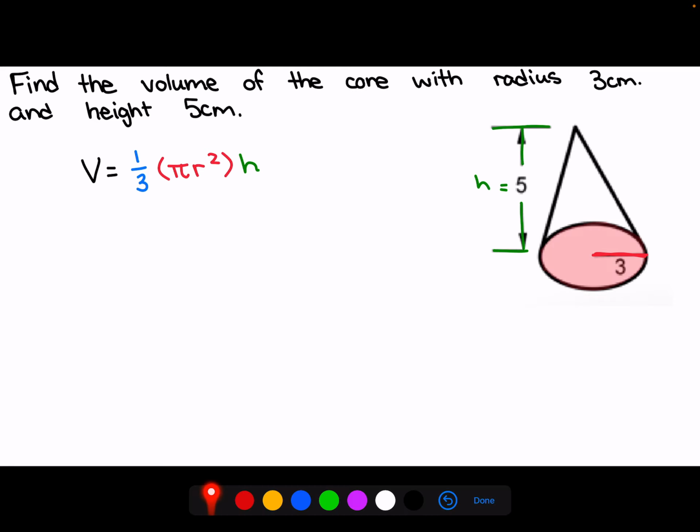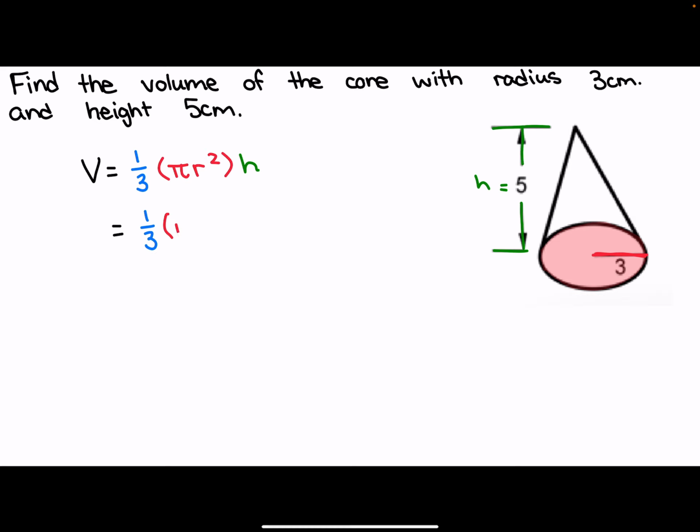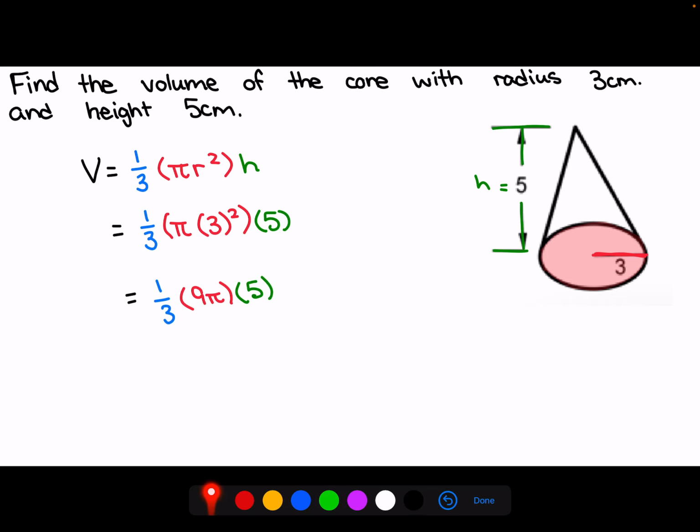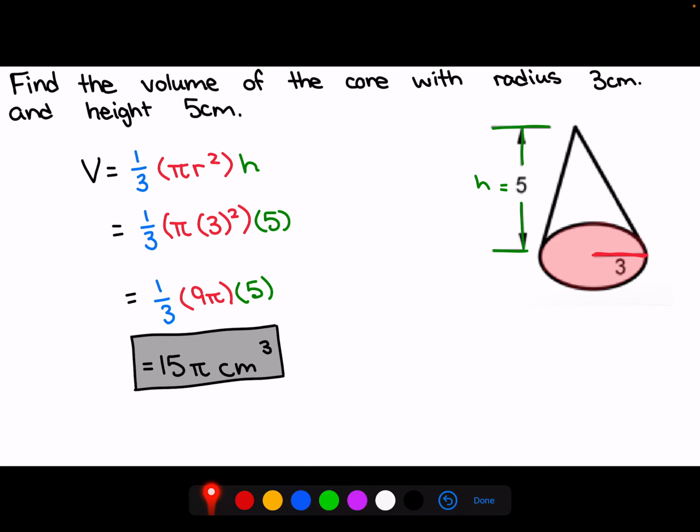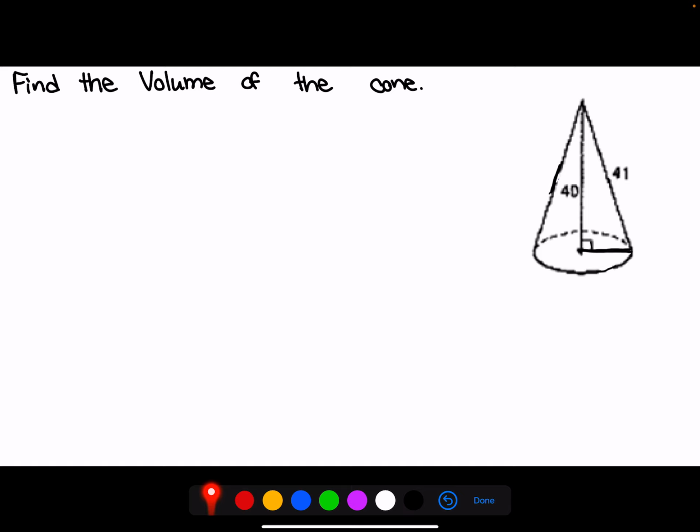Plugging in 3 for r and 5 for h, I'm going to have volume is equal to 1/3 times pi times 3 squared, or 9 pi, times 5. 9 times 5 is 45. So I have 45 pi divided by 3, which is 15 pi units cubed. In this case, centimeters, because that's the units that they gave us. So again, just treat it the same as a pyramid, but use the area of a circle in place of big B.